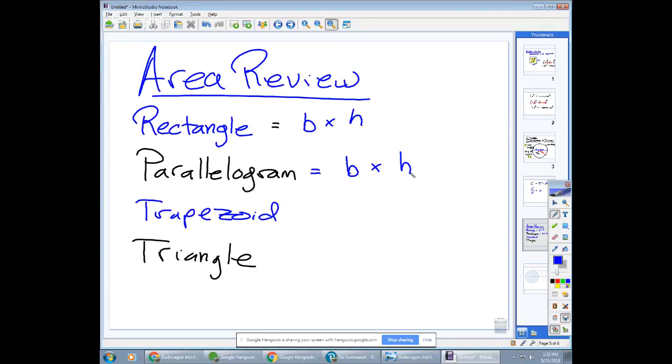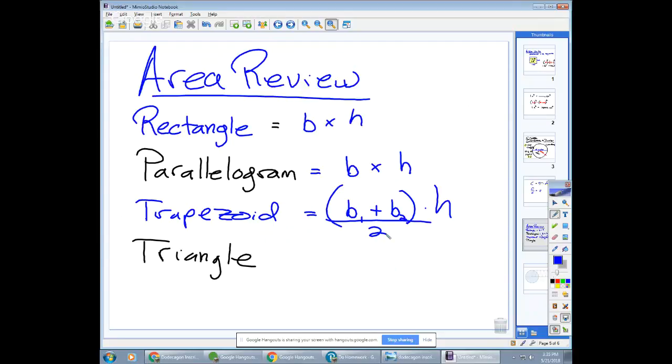Trapezoid, anybody remember that one? Base 1 plus base 2 times the height divided by 2. I like to put the divide by 2 under the two bases, but it doesn't really matter as long as you ultimately divide by 2. Because when I think about it visually, if you average the 2 bases, that basically turns it into a rectangle.